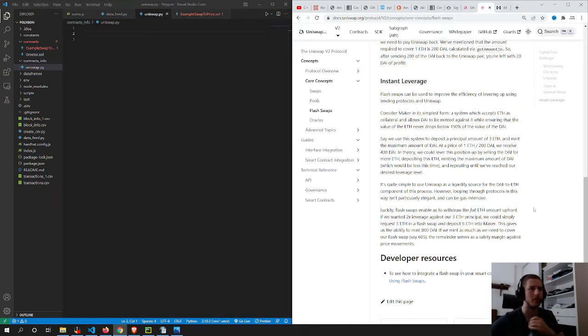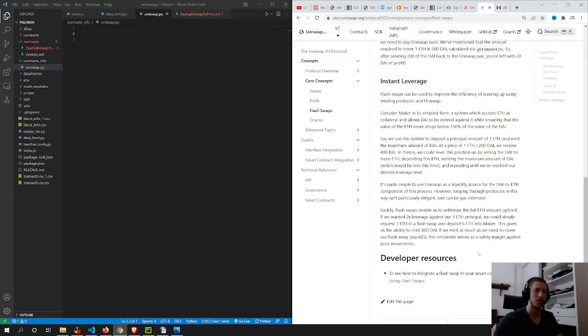In theory, we could lever this position up by selling the DAI for more ETH, depositing this ETH, minting the maximum amount of DAI, which should be less this time, and repeating until we've reached our desired leverage level. It's quite simple to use Uniswap as a liquidity source for the DAI to ETH component of this process. However, looping through protocols in this way isn't particularly elegant and can be gas intensive. Flash swaps enable us to withdraw the full ETH amount upfront if we wanted to.